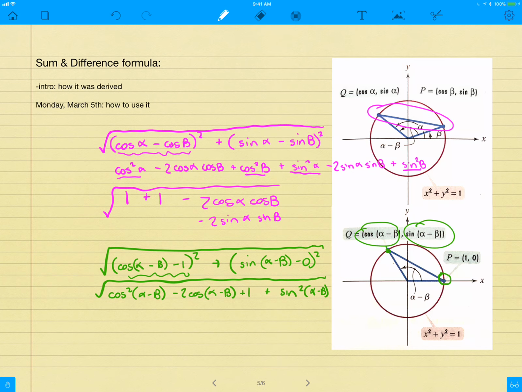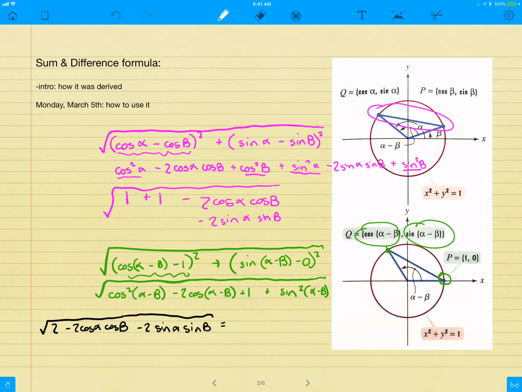And why I'm doing this is because it will show me what the sum and difference formulas are. So in fact, let me go back to black here. I'm going to set these two distances equal to each other, and I'm going to simplify a little bit. I'm going to start with that pinkish purplish one. If I simplify that, that's 2 minus 2 cosine alpha cosine beta minus 2 sine alpha sine beta. That's all under the radical.